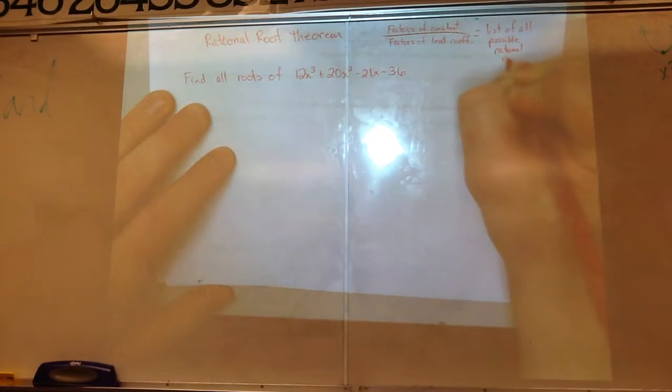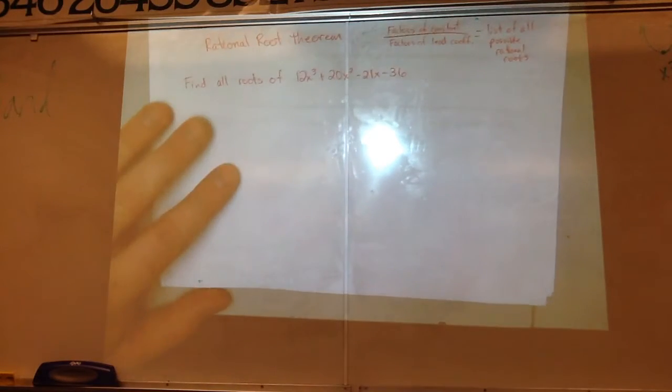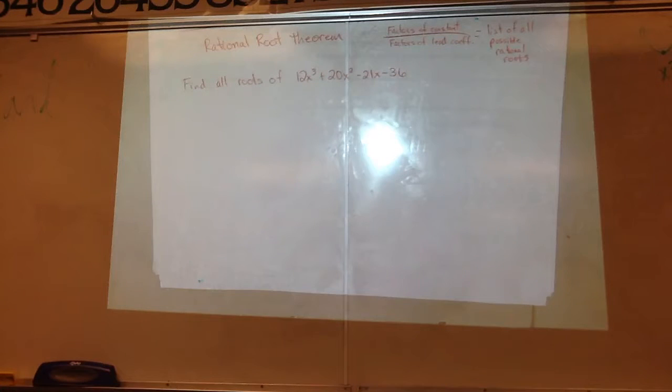Remember what rational means? It can be represented by a fraction. So negative 36 over 12, that's one of the possibilities.